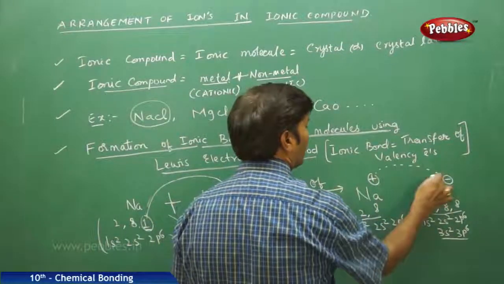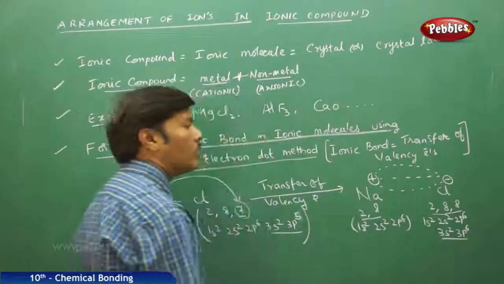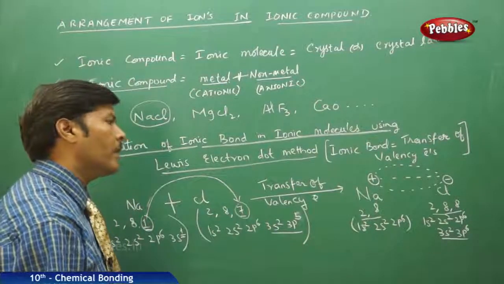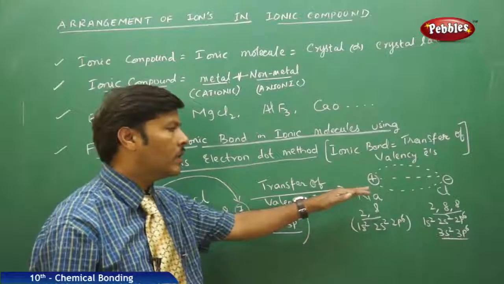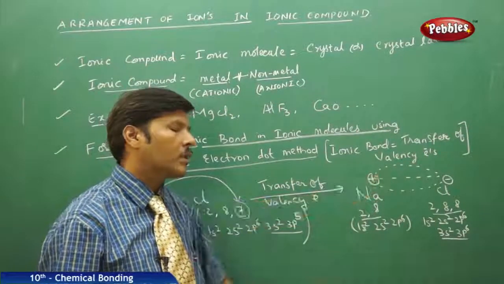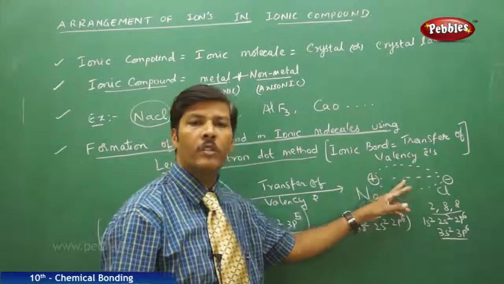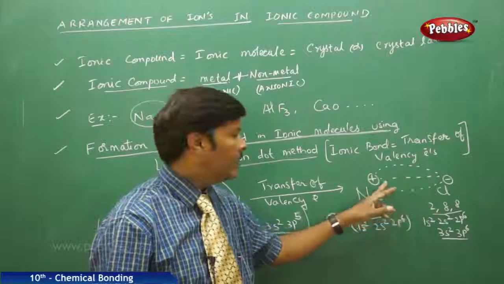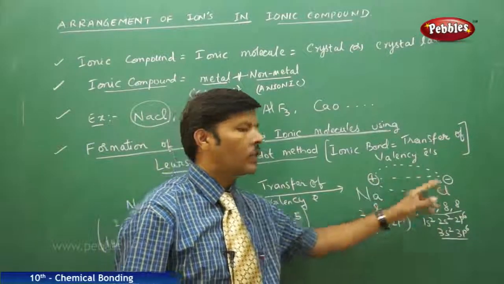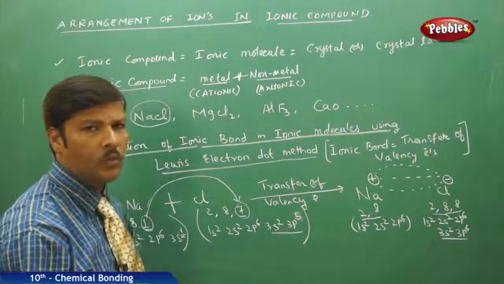So the strong electrostatic force of attraction operates between Na plus ion and the Cl minus ion. If you want to define ionic bond here between the sodium cation and Cl minus ion, the strong electrostatic force of attraction which is binding the two oppositely charged ions in a molecule is nothing but the formation of ionic bond.